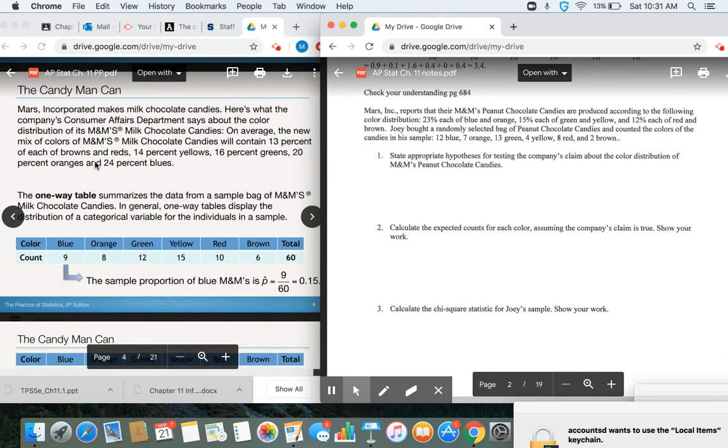But as you notice, Mars Inc., which owns M&Ms, says that they distribute their candies in a certain way: 13% for brown and red, 14% yellow, 16% green, 20% orange, and 24% blue. So should you open up a bag of M&Ms, the majority of those candies should be blue.